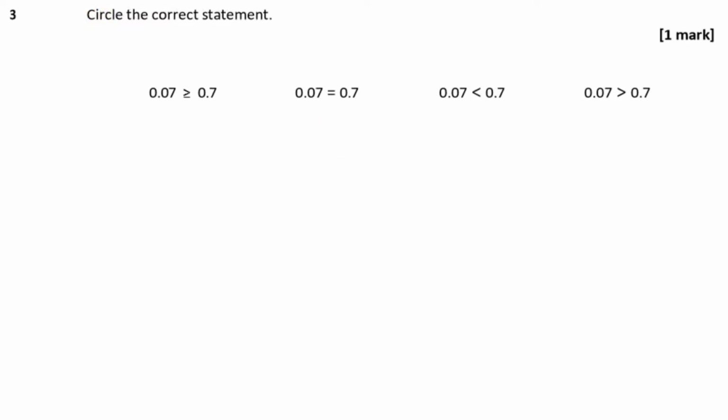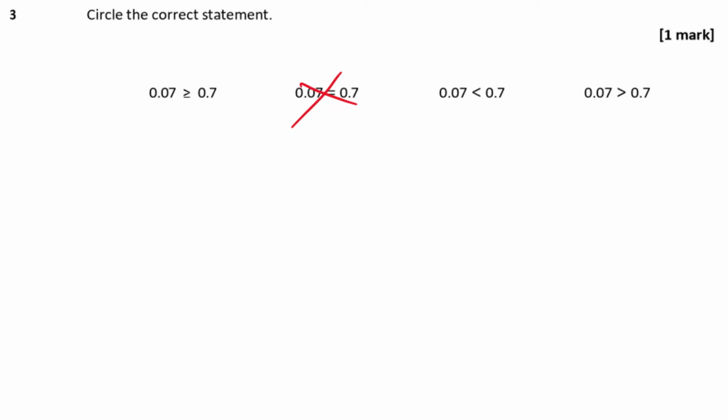Question 3, circle the correct statement. I've got 0.07 on one side and 0.7 on the other. I need to determine the correct inequality or equation that goes in the middle. Well, they're clearly not equal, are they? They're not the same as each other, so it's not that one.